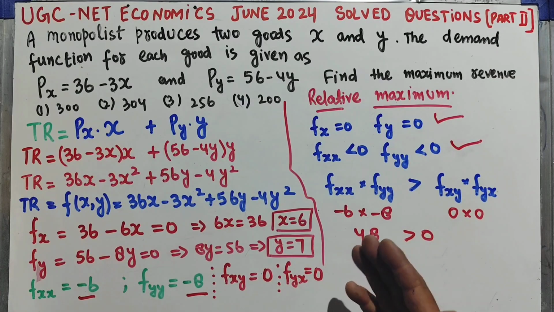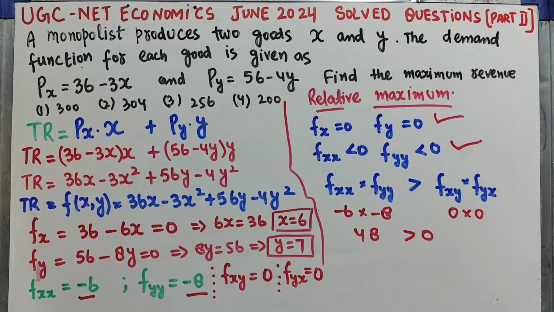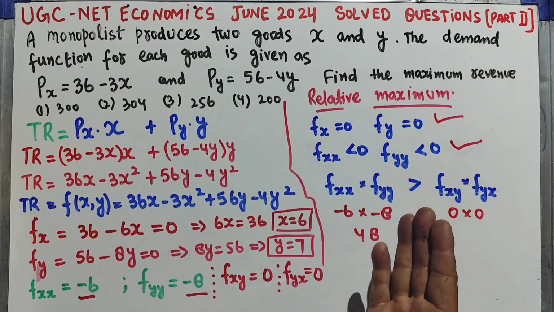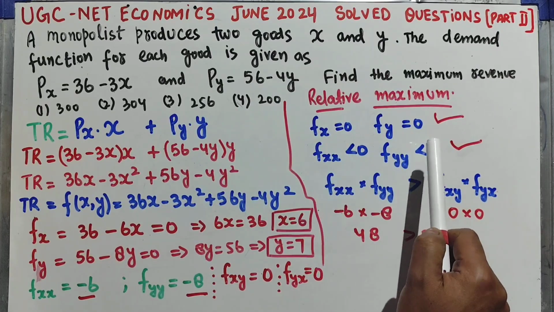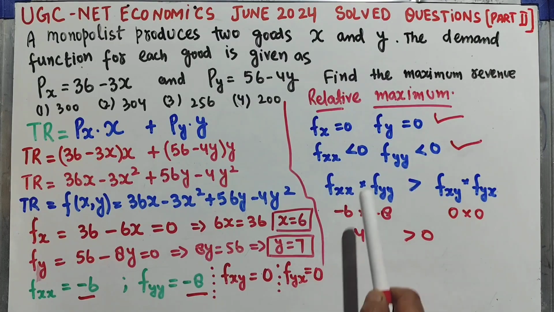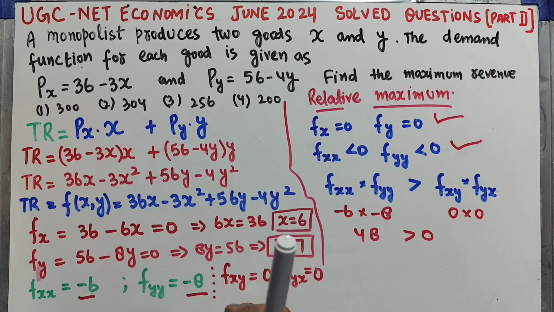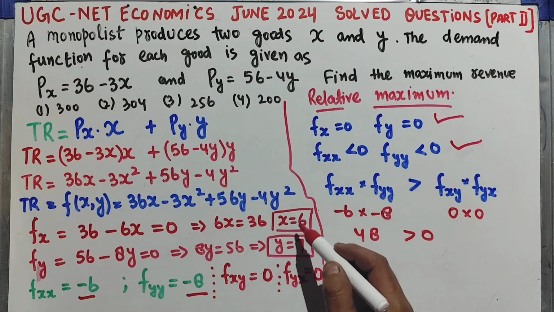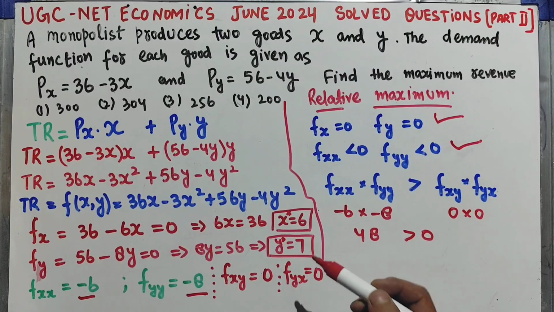Actually we didn't need to go further here, I was just trying to explain how we calculate the maximum. For a maximum, we set the first derivatives equal to 0, find the second order direct partials, and if they are less than 0 and this condition holds, then we say the given critical points are points of relative maximum. Here all the conditions are fulfilled, so these critical points satisfy the relative maximum principle.